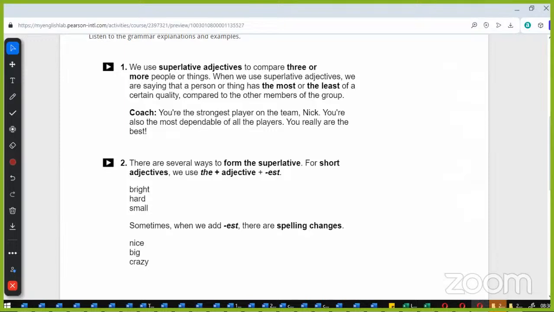And number two, there are several ways to form the superlative. For short adjectives, we use the plus adjective plus est: brightest, hardest, smallest. Sometimes when we add est, there are spelling changes: the nicest, the biggest, and the craziest.